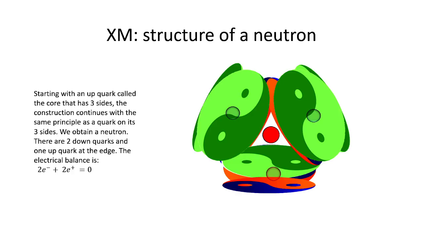XM, structure of a neutron. Starting with the up quark called the core that has three sides, the construction continues with the same principle as a quark on its three sides. We obtain a neutron. There are two down quarks and one up quark at the edge. This electrical balance is 2E- plus 2E+ equal to 0.